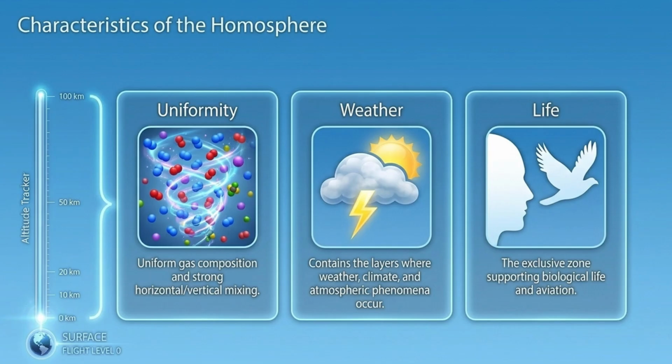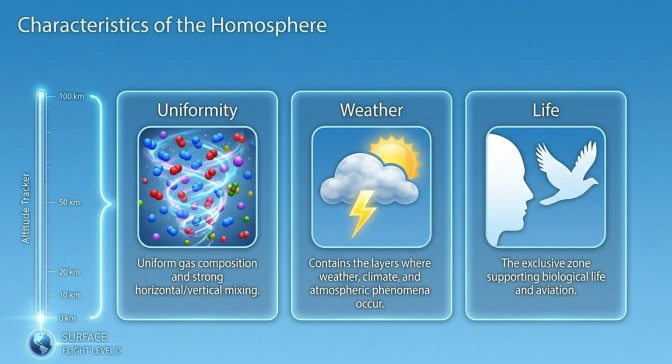Now let's look at the main characteristics of the homosphere. The first characteristic is uniformity. Because of strong horizontal and vertical mixing, the proportion of the major atmospheric gases remains relatively uniform throughout this region. The second characteristic is weather and climate. The homosphere includes the atmospheric layer where most of the weather and climate related processes occur. For example, cloud, rainfall, storms and winds are mainly associated with the lower atmosphere, particularly the troposphere.